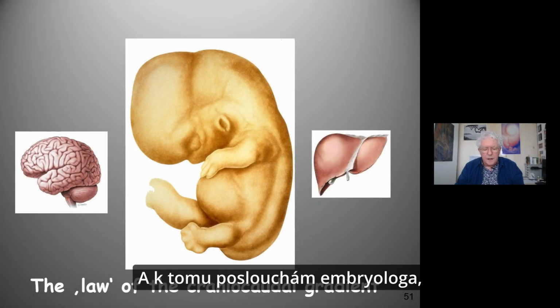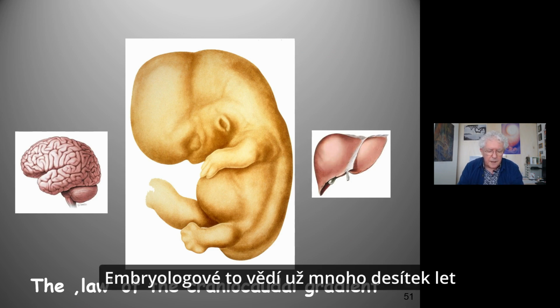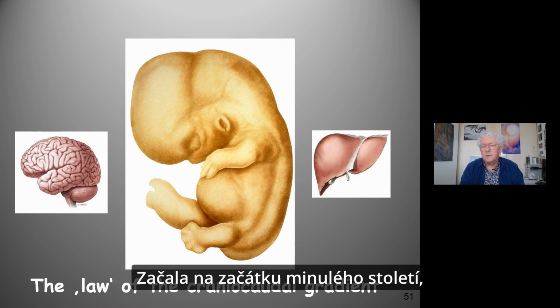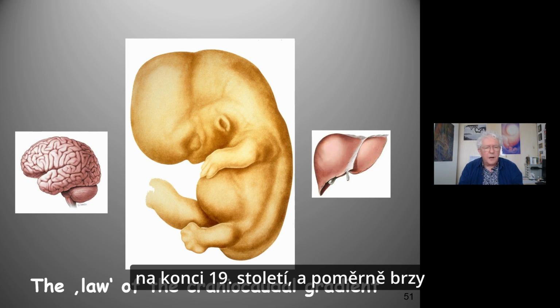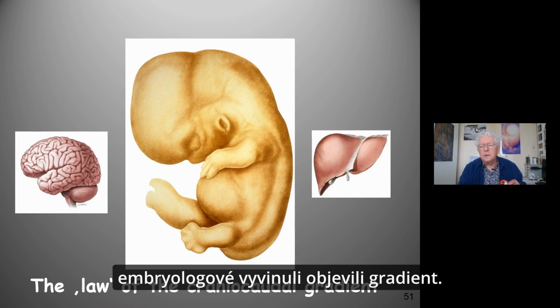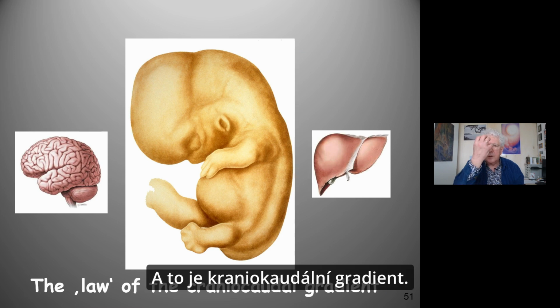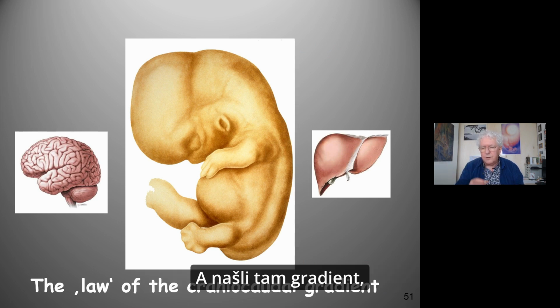And for that, I listened to the embryologist. The embryologists have known for many decades, because embryology is not a very old science. It started at the end of the 19th century, in the beginning of the last century. And quite soon, the embryologists discovered a gradient. I would say polarity, but they called it a gradient. And that is the cranial caudal gradient, head versus your caudal end. And they found there a development gradient.